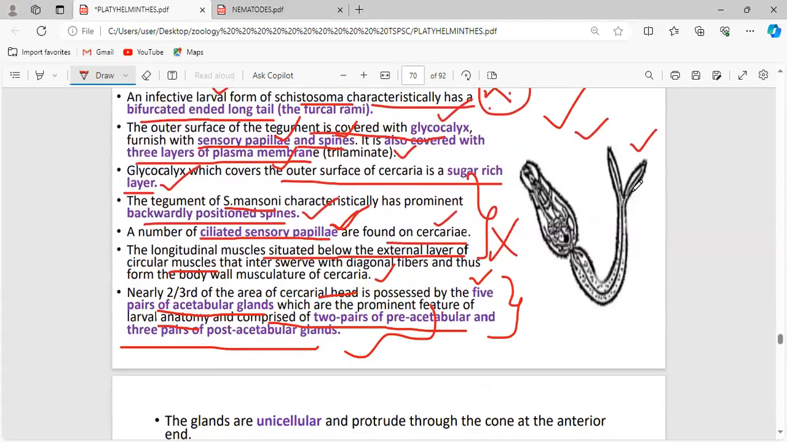When it comes to cercaria, you have to remember two tails. You have to remember about the tail and what they are made up of: glycocalyx and sensory papillae and spines. And cilia is present there. And you have to know about the acetabular glands. Okay, that's all about cercaria. And another thing is cercaria is the stage that will emerge after the stage miracidium.